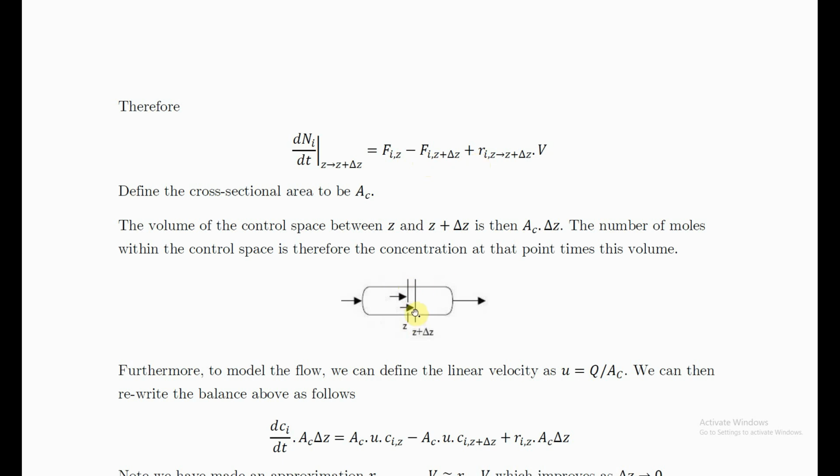At position Z plus delta Z, that is the exit from this disk. At this position, we also know there's a molar flow through the space, so that's going to be Fi at Z plus delta Z. And by the way, these two numbers are not generally the same. Remember, these are molar flows. These are not volumetric flows.